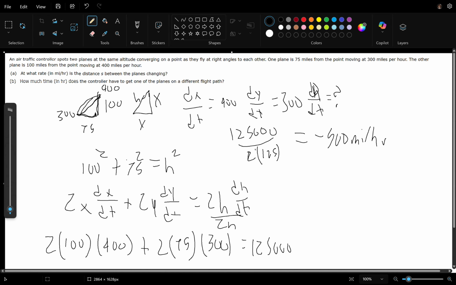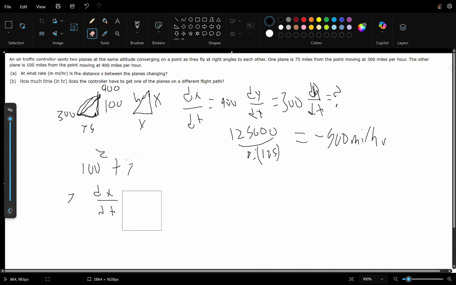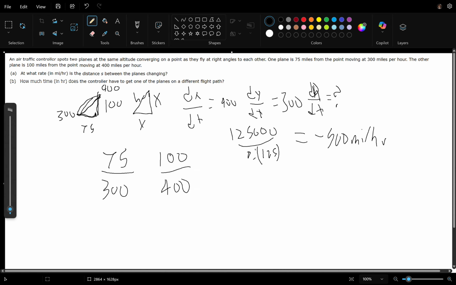And now we gotta solve for B. And so for B, we'll just erase all this. To solve B, we need to take 75, that's the miles, divided by 300, and then we take 100 divided by 400, and both of them equal 1/4. So that means the controller has 1/4 of an hour, or 15 minutes, to stop the planes from colliding.